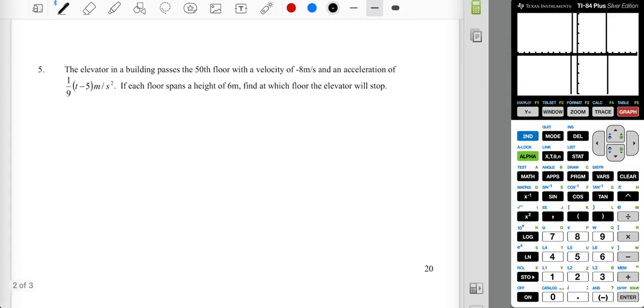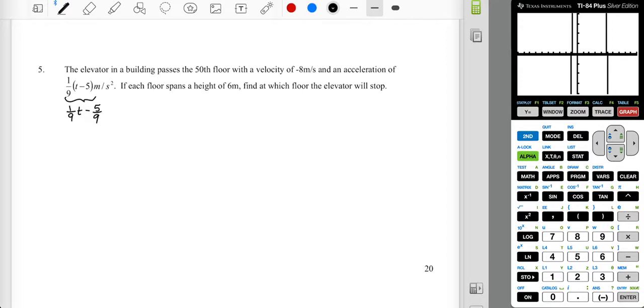All right, number 5. The elevator in a building passes the 50th floor with a velocity of negative 8 meters per second and an acceleration of, well, it's a linear equation. And this linear equation can be cleaned up so that it's power rule ready. Each floor spans a height of 6 meters. Find out which floor the elevator will stop.